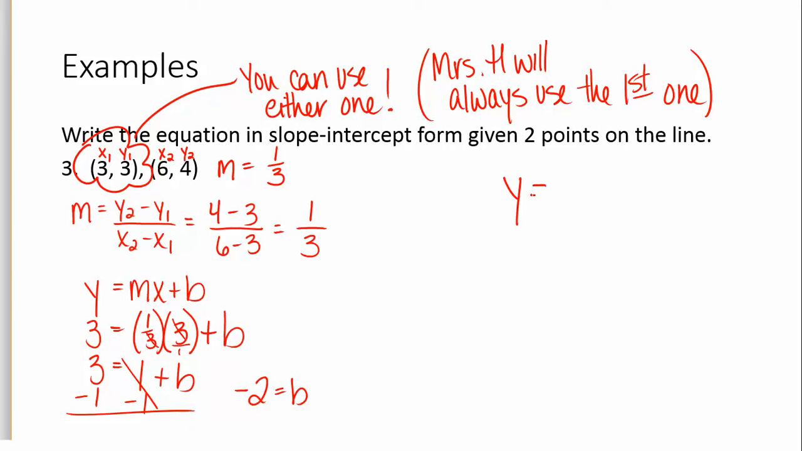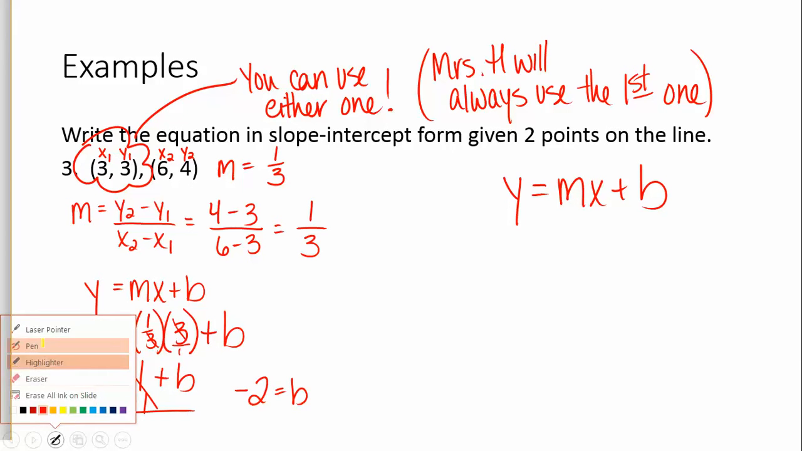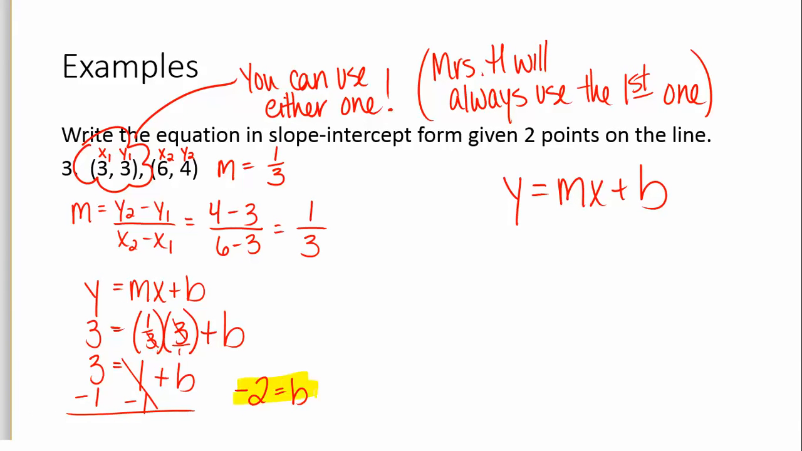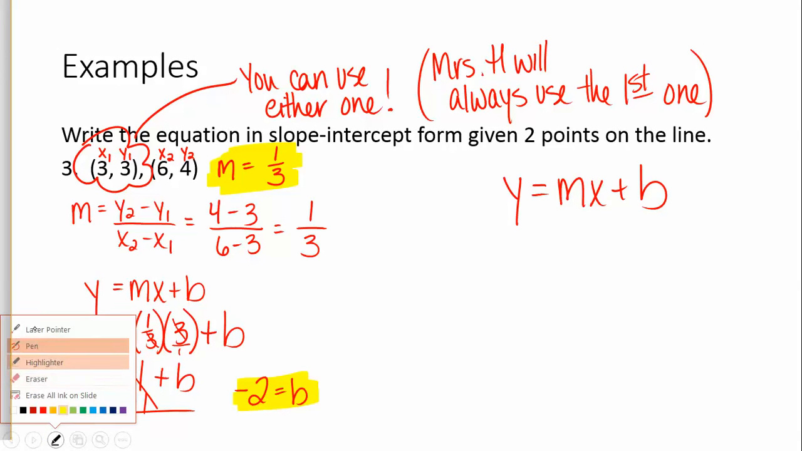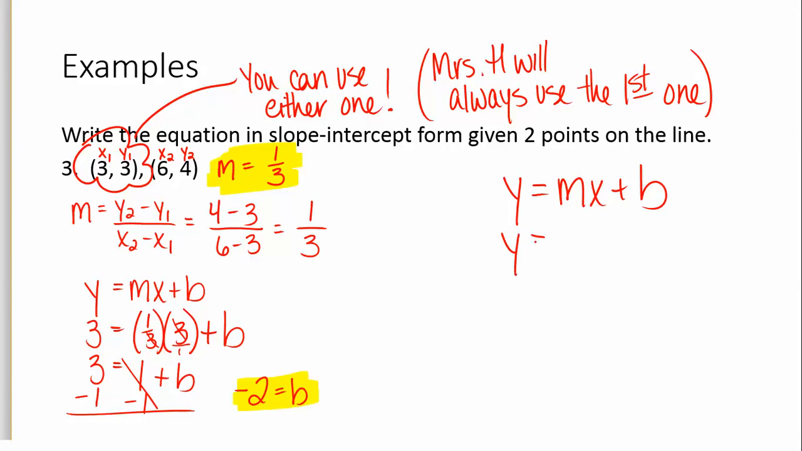So now our answer, remember our answer is writing the equation in slope-intercept form. So now we have to go back and write it using the y-intercept that we found here and the slope that we computed initially. So when we rewrite this equation, we get y equals 1/3 x minus 2. And this is your answer.